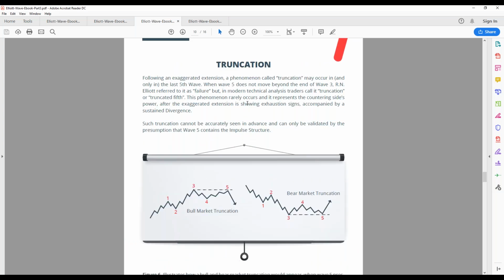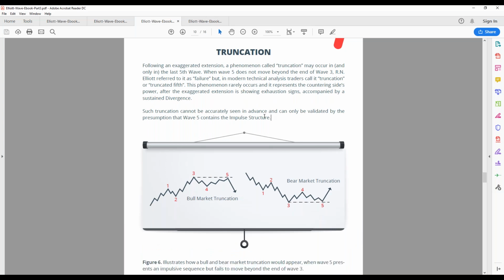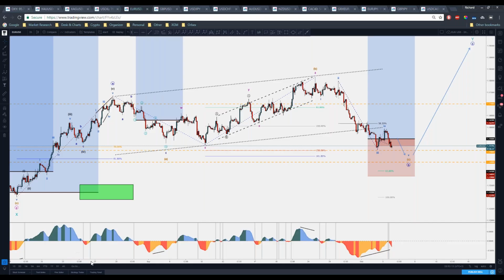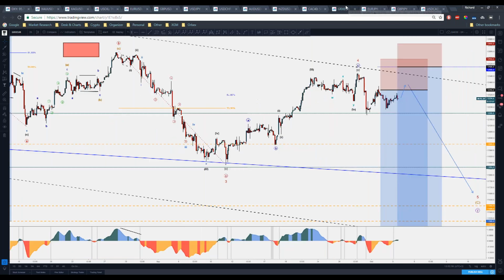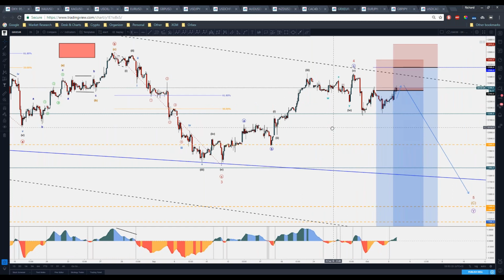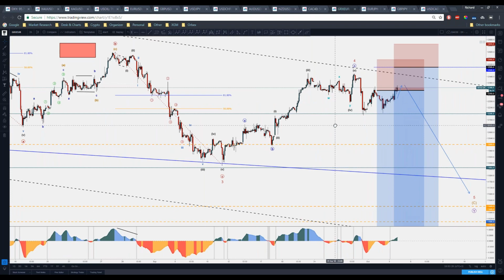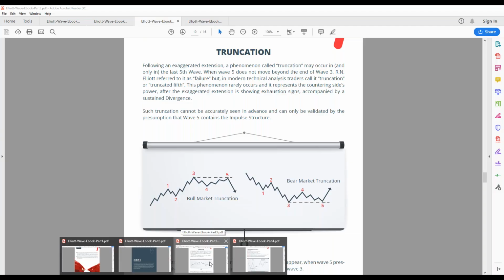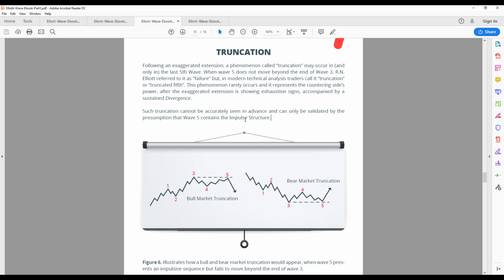Now a truncation rarely occurs, and I do not really agree with a truncation. And I have an example on the, where is it? Yeah, GRX. I don't like truncations, honestly. I don't really agree with them. Elliotticians call them failures, when, for instance, wave 5 fails to exceed the previous wave 3, right? But it does have the 5-wave sequence within it.